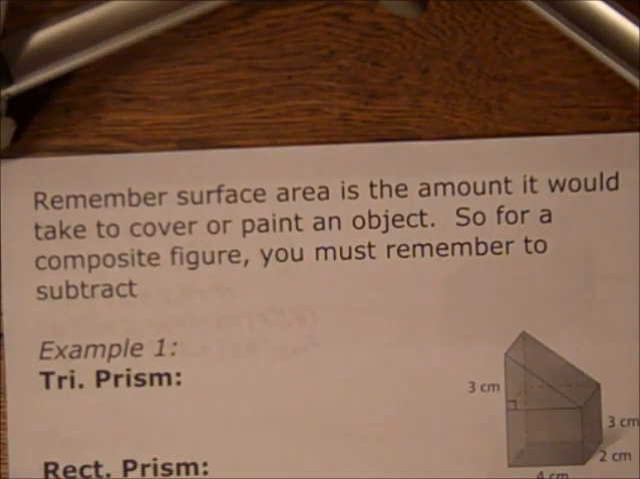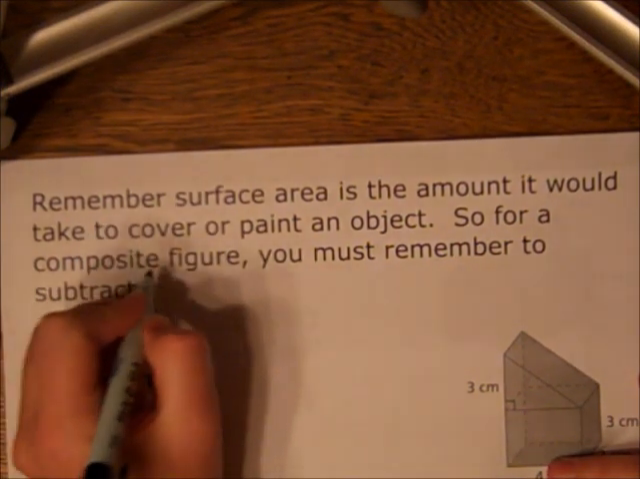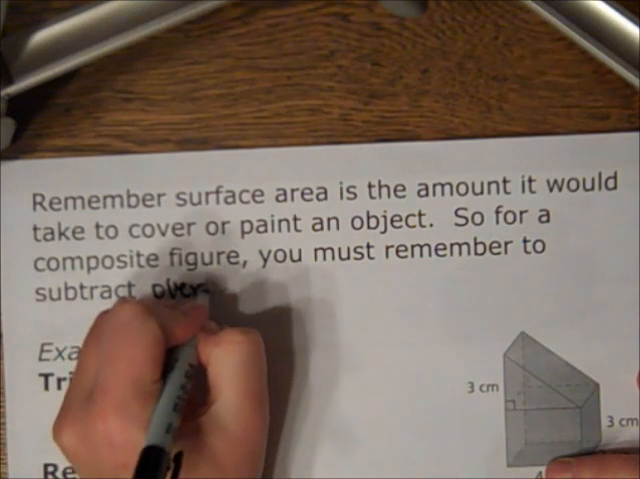Alright, so this is your video for composite figures. We're going to do both surface area and volume at the same time. So we're going to start with surface area. Remember, what surface area calculates is the amount it would take to cover or to paint something. What's a little tricky about surface area is you must remember to subtract the overlapping areas.